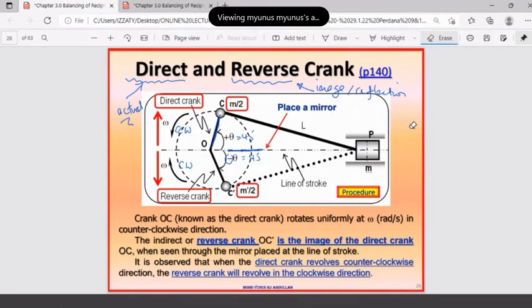Okay, the next thing now. After you understand this one, this is the place on the line of stroke. Remember, as I mentioned here, place on the line of stroke. Now you have half for the reverse crank, the other half for the direct crank. The position is exactly the same. The other one only has a negative sign because it falls below the level line. So when you add up this one and this one, you become M again. So that is where you have to understand what the direct crank and reverse crank are. After you understand that, then you move to the next one.